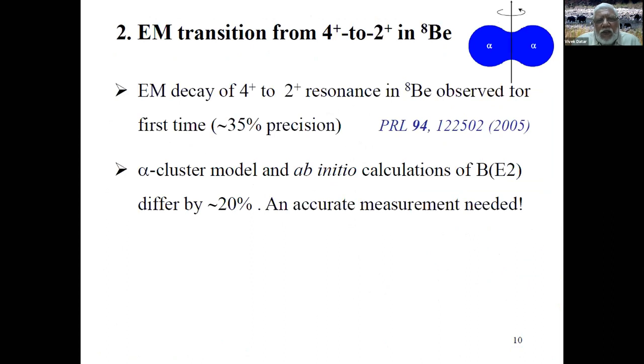After many years, we actually did succeed in making this measurement. This first measurement was done to a precision of about 35%, and was published in 2005. The alpha cluster model of Langanke and Rawls and so on, and the ab initio calculations of the Argonne and the Illinois group, differed by about 20%. With this kind of precision, of course, we couldn't tell which of them was the right one. So we decided to make a more accurate measurement, of the order of at least 10%, if not better.